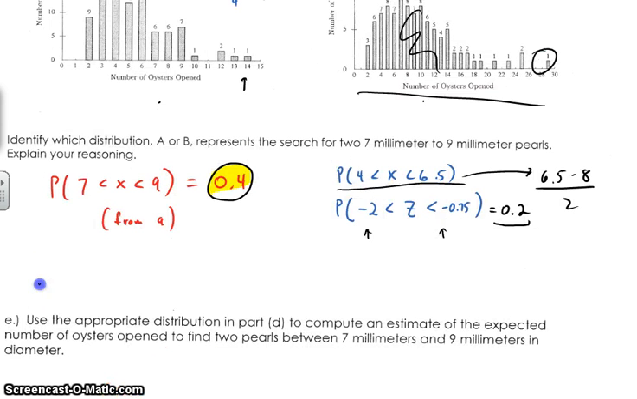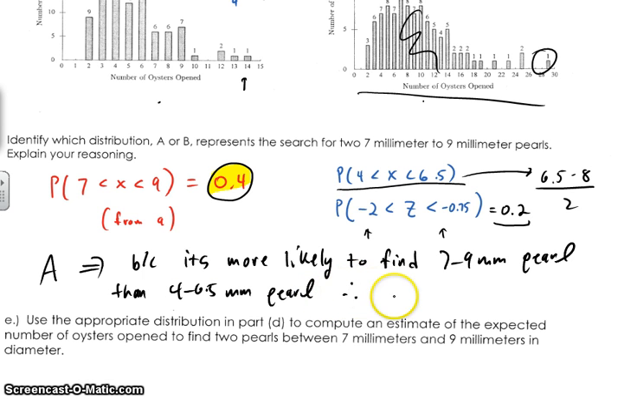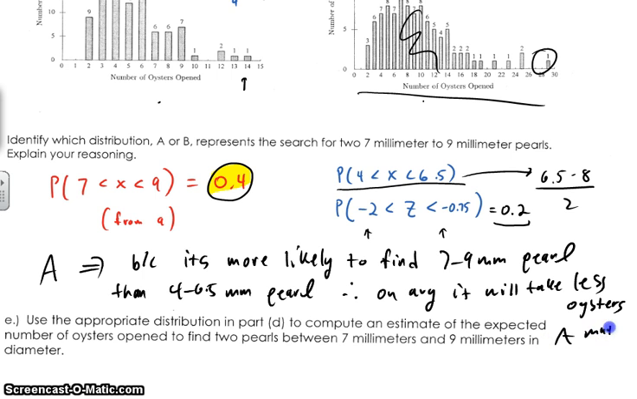So the correct answer here is A, and really what you needed to say was because it's much more likely, or it's more likely to find a 7 to 9 millimeter pearl than a 4 to 6.5 millimeter pearl. And therefore, on average, it will take less oysters. And A matches this. This is if you did the other one.